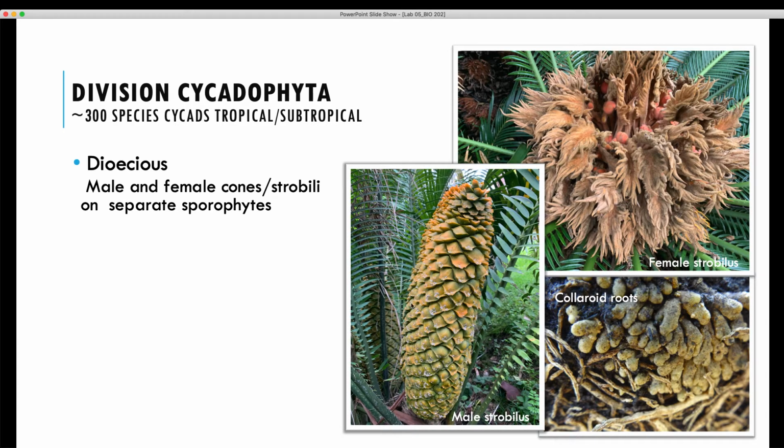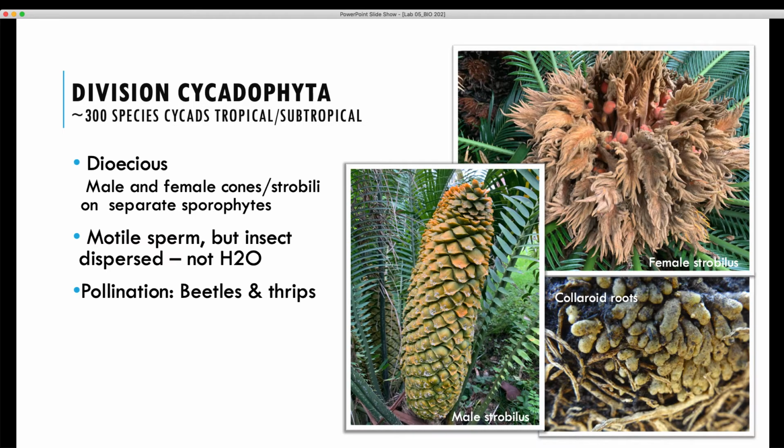So if we're looking at a male plant, it's going to have a male strobilus or a male cone. If we're looking at a female plant, it'll have a female cone that looks like this with all of these seeds. We also have motile sperm, but it's not really used. They are actually pollinated by insects like beetles and thrips. We don't really need water. So even though they are motile, might be semi-flagellated or have some sort of swimming process, they don't need that in order to reproduce.